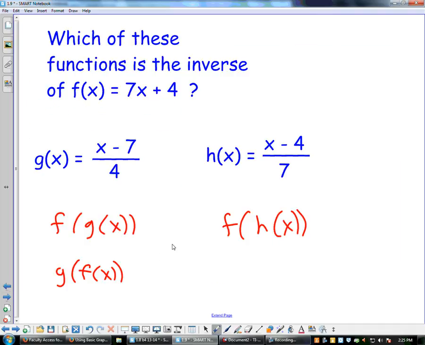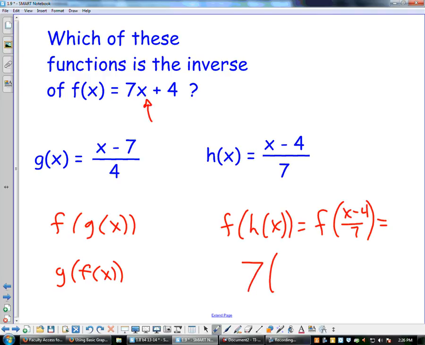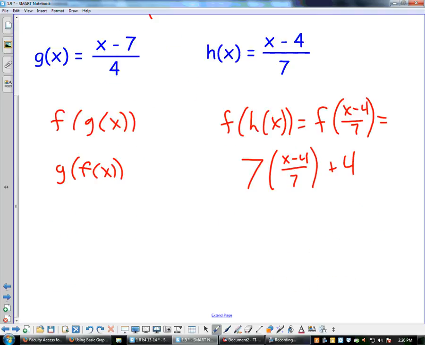All right, do you have an answer? Which one works? H of x is the inverse? So f of h of x, I'm sorry. F of h of x is going to be f of x minus 4 over 7, so I plug that in right here. So I want 7 times x minus 4 over 7 plus 4. Does that look right?